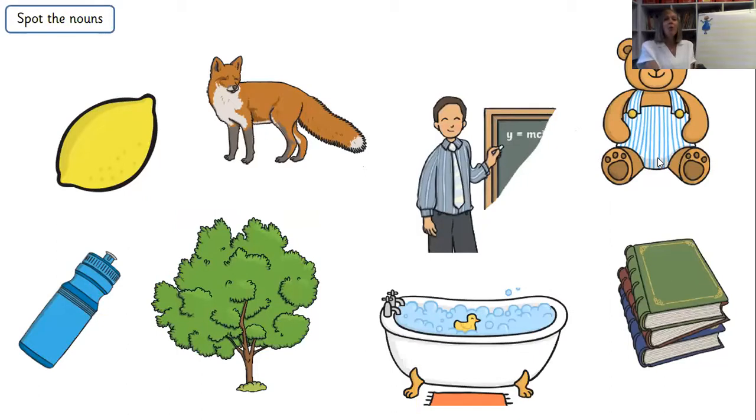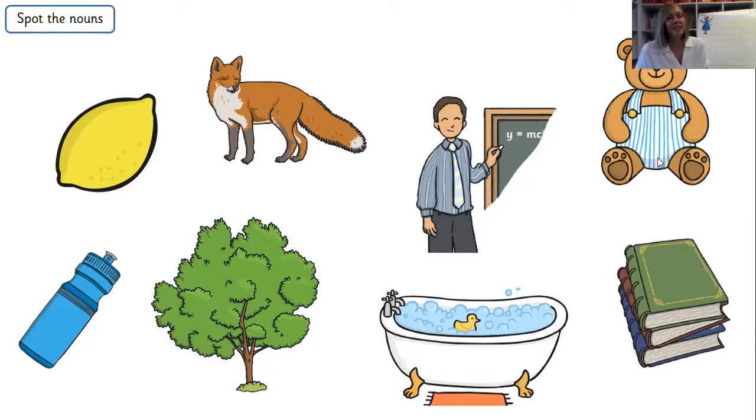Now, our warm-up is all about nouns. I wonder if you've heard that word before, a noun. A noun is when we name something. So we name a person, we name a place, or we name things. So a noun is a person, a place, or a thing.